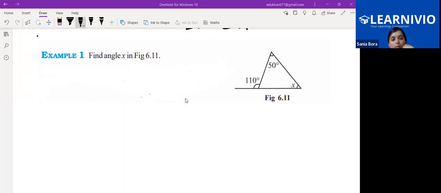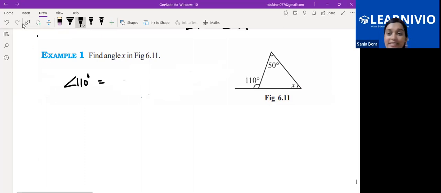Aman and Manisha, can you people hear me? Yes, ma'am. Aman, I can't hear you. Ma'am, I wrote it on the chat box. Ma'am, is it wrong? Yes, it is wrong. Okay, see, it was very easy. 110 degrees.